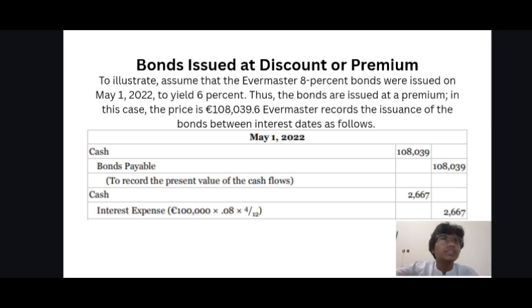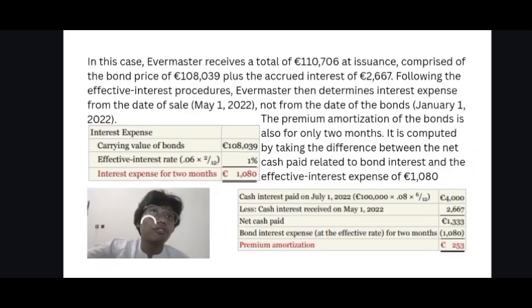To illustrate, assume that Evermaster's 8% bonds were issued on May 1st, 2022, to yield 6%, thus the bonds are issued at a premium. In this case, the price is 108.039. Evermaster records the issuance of the bonds between interest dates as in the chart. In this case, Evermaster receives a total of 110,706 at issuance, comprising the bond price of 108,039 plus the accrued interest of 2,667.